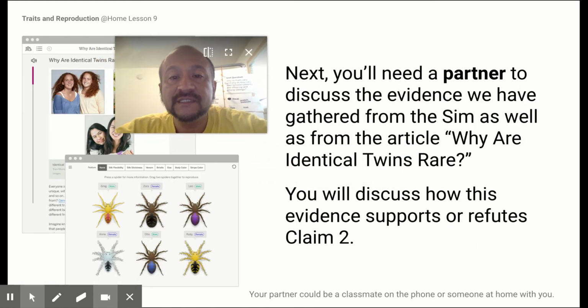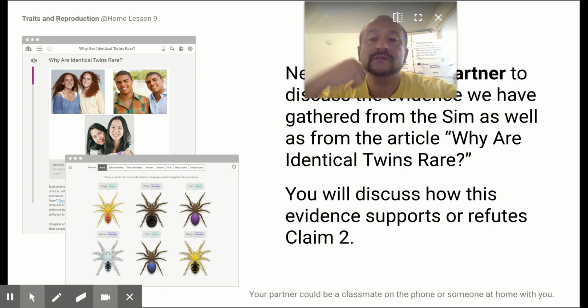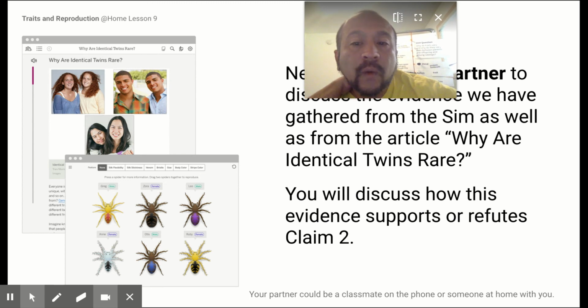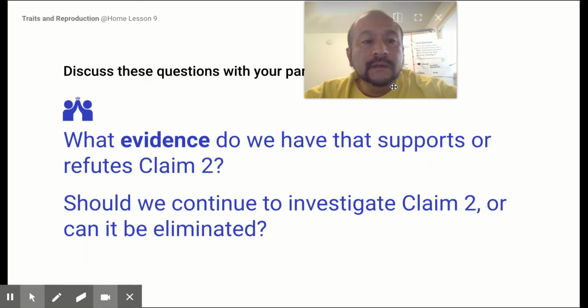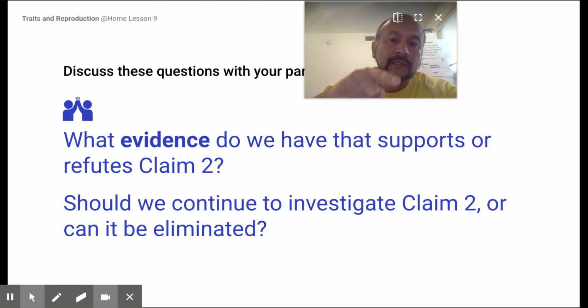So next we're going to need a partner to discuss the evidence that we have gathered from the sim as well as from the article. Why are identical twins rare? And we're going to discuss how this evidence supports or refutes. That means does not make a good claim, gets rid of. When you refute, you're getting rid of it. It doesn't work. When you're supporting it, you're keeping it, you're holding it. It's reliable. What evidence do we have that supports or refutes claim 2? Should we continue to investigate claim 2 or should we eliminate it?